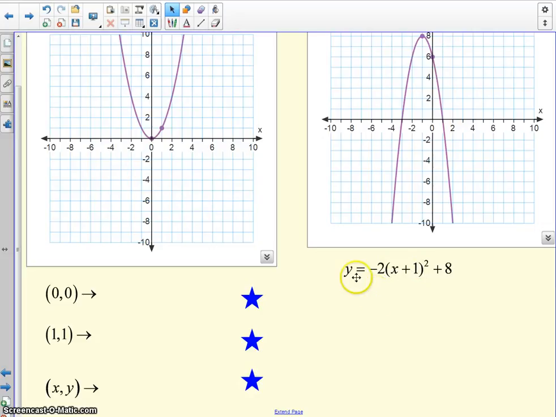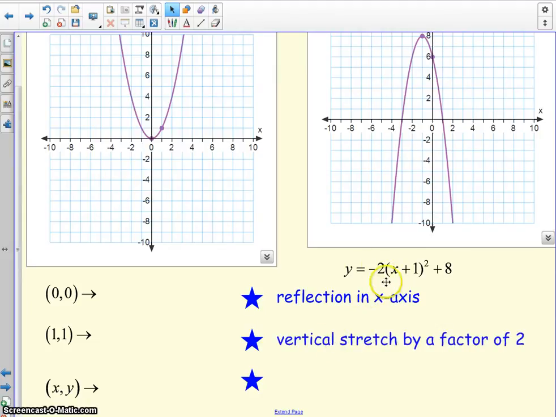If you look at the negative 2 out here, the negative 2 does two things. The negative part gives us a reflection in the x-axis. The 2 gives us a vertical stretch. That number is larger than 1, so it's a vertical stretch. It makes the parabola narrower. We call it a vertical stretch by a factor of 2. And the plus 1 here shifts us left 1. The plus 8 here moves us up 8, so we go left 1, up 8.